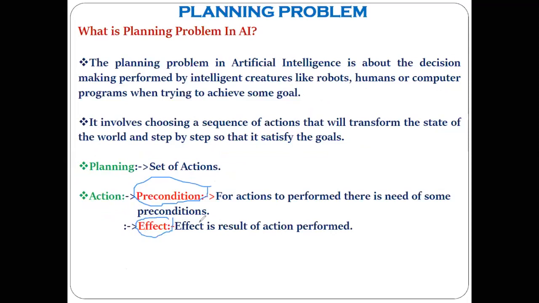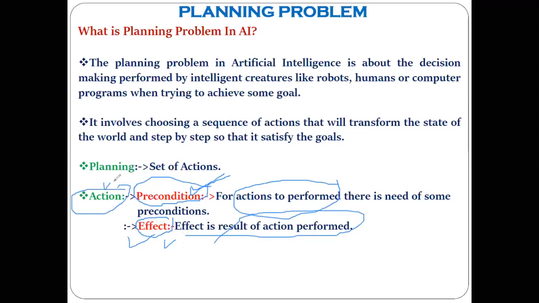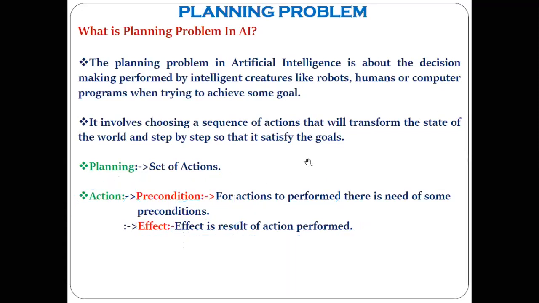Now precondition in the sense what? What do you understand about the precondition? The requirement for an action to be performed, there is a need of some precondition, meaning requirement. Understood? There is a requirement of some particular condition to be satisfied. Got the point? And after performing the action, there is an effect of that action, the result of the action performed, that is nothing but the effect. So using these two factors, the action is being carried out. That we'll see in the example also.